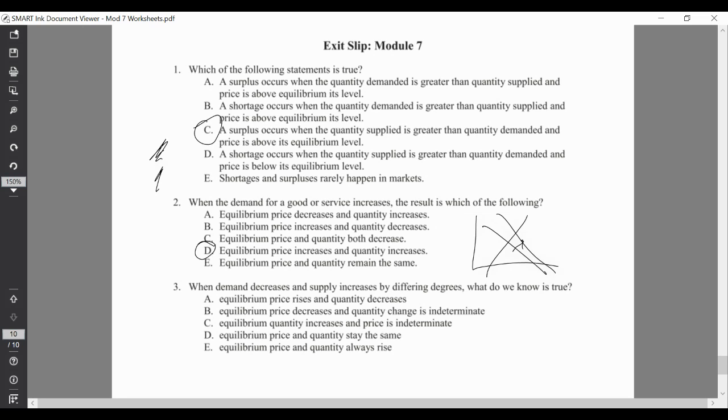It says when demand decreases and supply increases by differing degrees. What do we know? Differing degrees means that they're not telling us by how much. So if we were to do our two shifts here, demand decreases and supply increases. If demand decreases, what do we know? Price goes down, quantity goes down. When supply increases, we know price goes down and quantity goes up. So we know that price is going to fall and quantity is ambiguous. So that should be B.